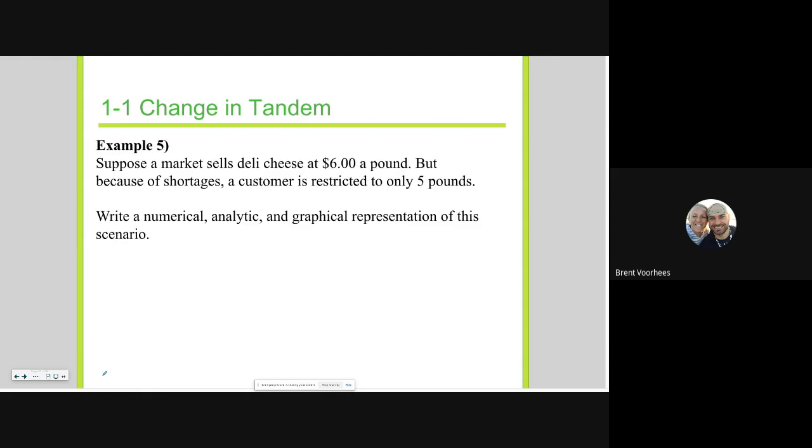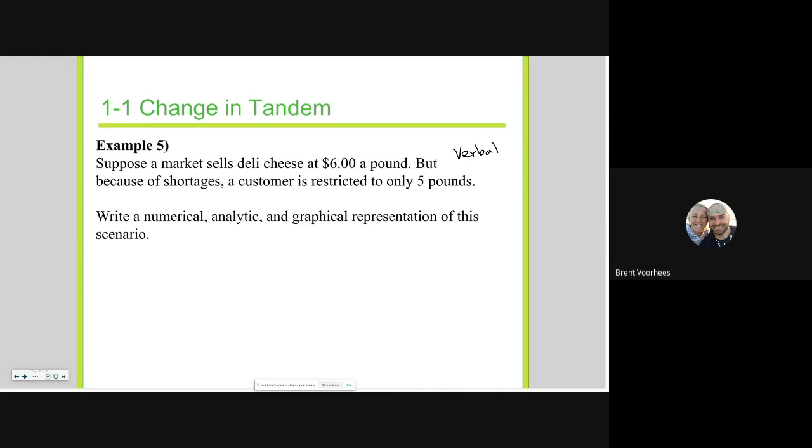Example 5. Suppose a market sells deli cheese at $6 a pound. But because of shortages, a customer is restricted to only 5 pounds. So this is what type of problem right here? That's verbal. So I'm going to put verbal over here. It says write numerical, analytical, graphic, and a representation of this scenario.